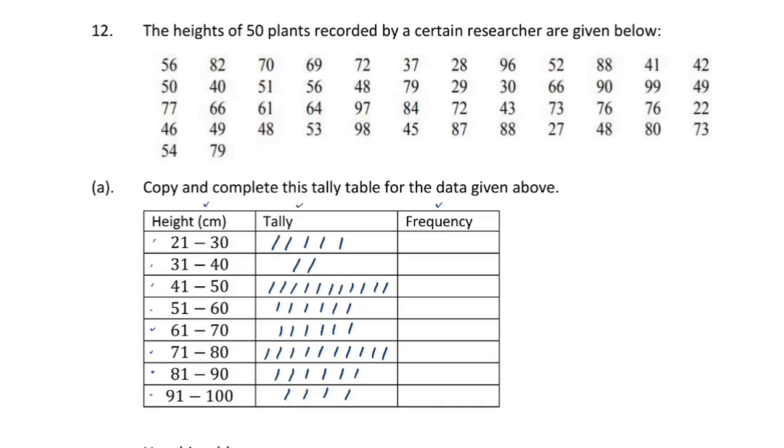Okay, so finally, let us complete the frequency column by just counting the total number of tallies in a particular row. So for the first one, here is 5, here is 2, here is 11, here is 6, here is 6, here is 10, here is 6, and the last one is 4. And this is the completed tally table requested.